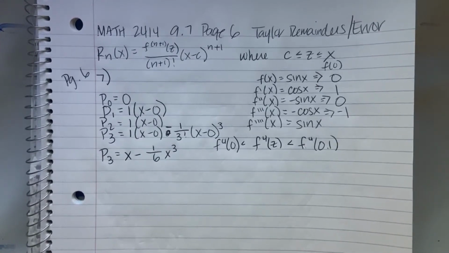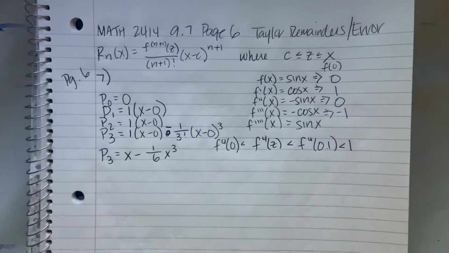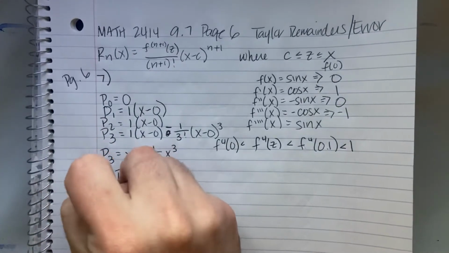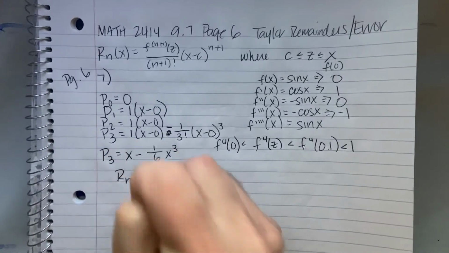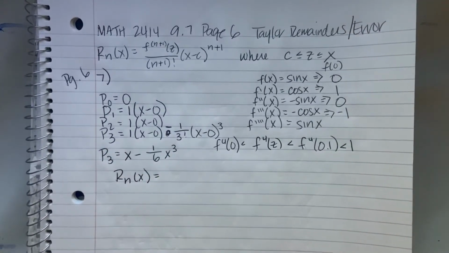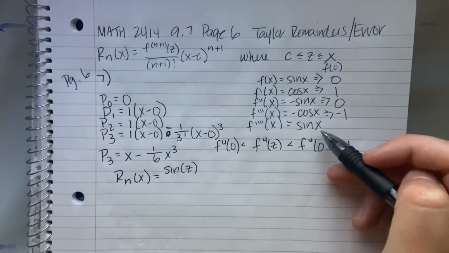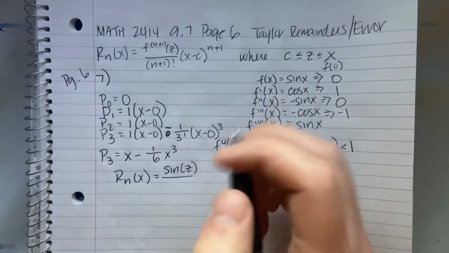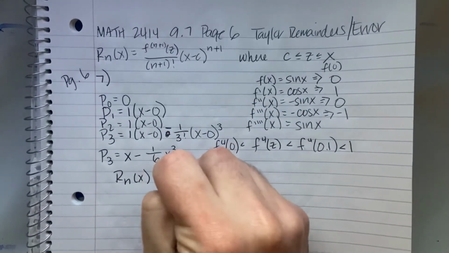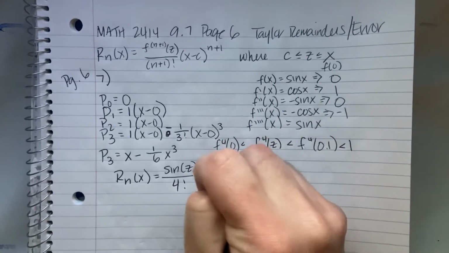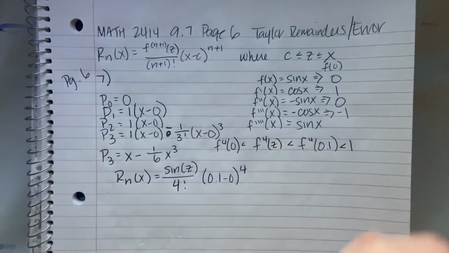So what is sine of 0.1? Well, we know it's small. We know this whole thing is going to be less than 1 because sine is never going to be greater than 1. So this remainder is going to be sine of z, generally, because it's a sine function, divided by the fourth term, so that'd be 4 factorial, times x minus c, so 0.1 minus 0 to the fourth.